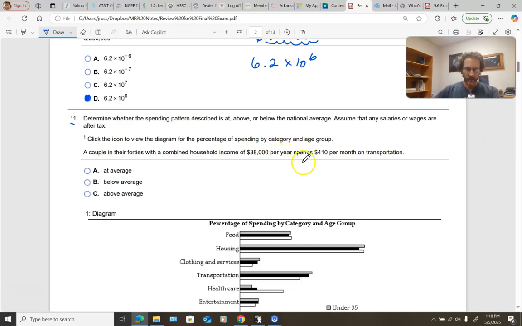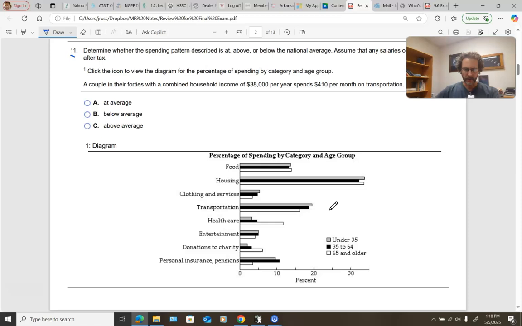All right, so what we need to do, because if you look at this chart here, guys, this gives spending as a percentage. Okay, and we've got these different age groups. So if they're in their 40s, they're going to be in the dark color here. So we're talking about transportation. So if I look at transportation, the dark bar comes out, it's real close to 20, okay? Maybe a little bit shy of 20%.